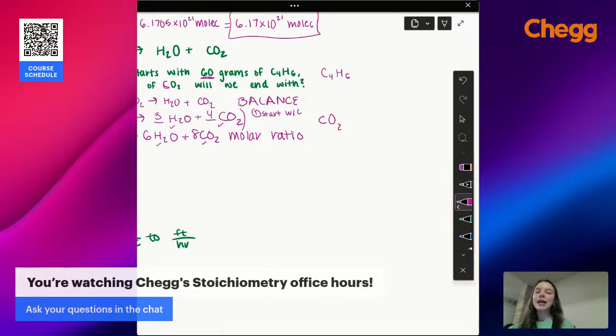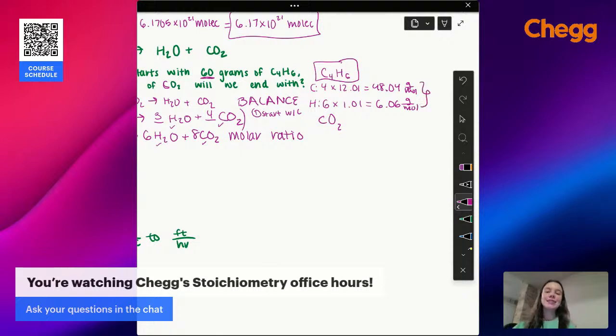So for carbons, I have 4 carbons, and I know that my molar mass for carbon based on the periodic table is 12.01. So I get 48.04 grams per mole of carbon in this molecule. And then I move on to H's. I have 6 moles of hydrogens in this, and each mole has 1.01 grams per mole. So I get 6.06 grams per mole.